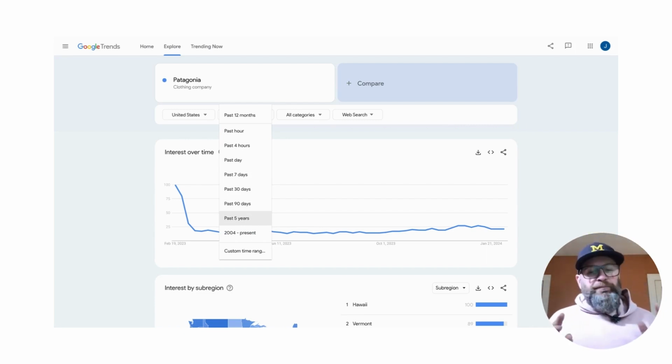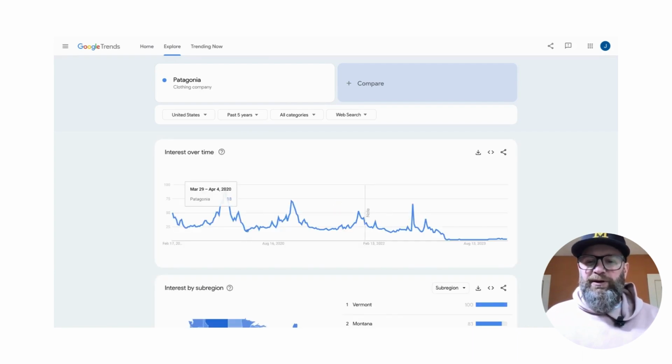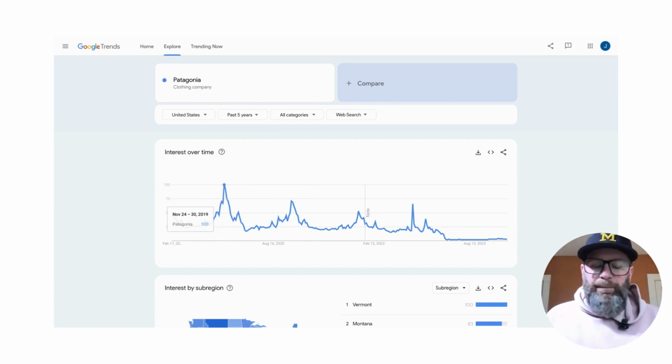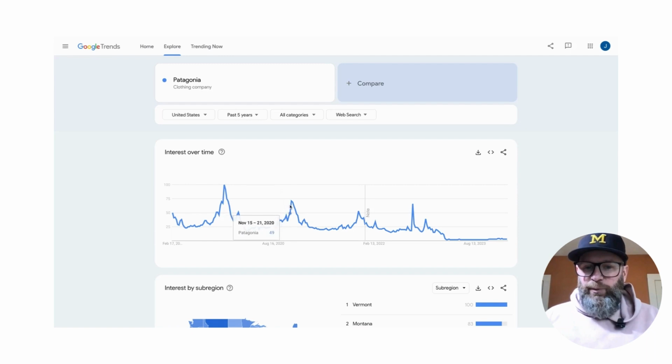Now, when I click on this, the first thing you're going to see, and this is going to look familiar to so many of you in retail, is that seasonal up and down, up and down, up and down. Obviously, this is going to be holiday season. Makes a lot of sense. The most Google searches you're going to see for Patagonia appear to be in the last week of November, every year.